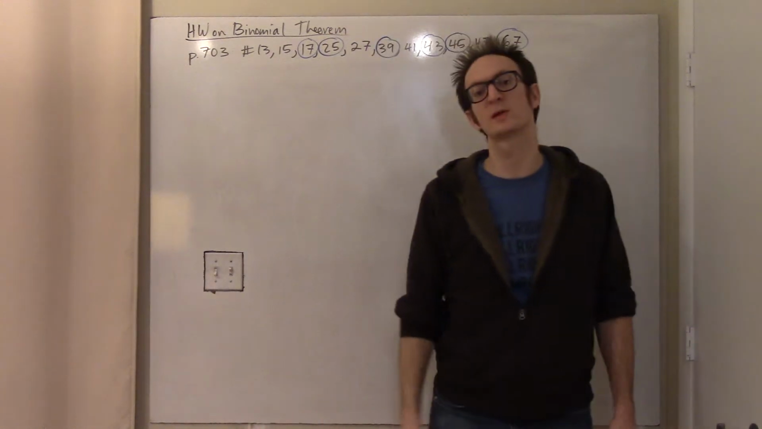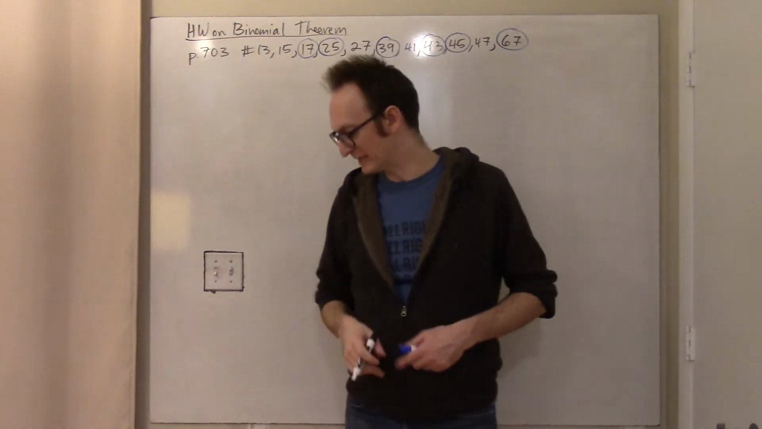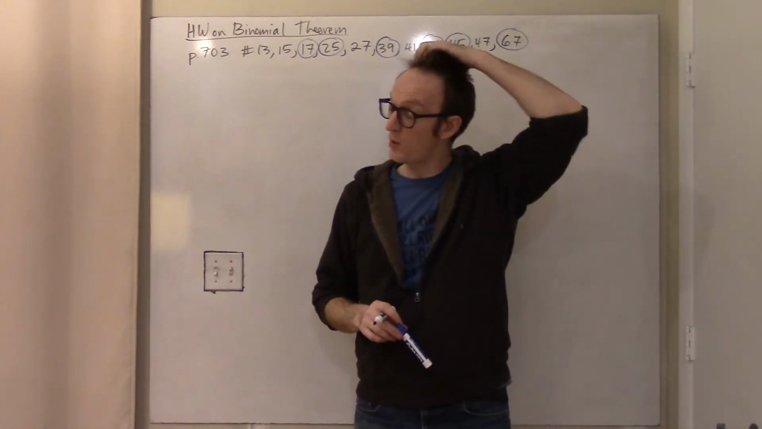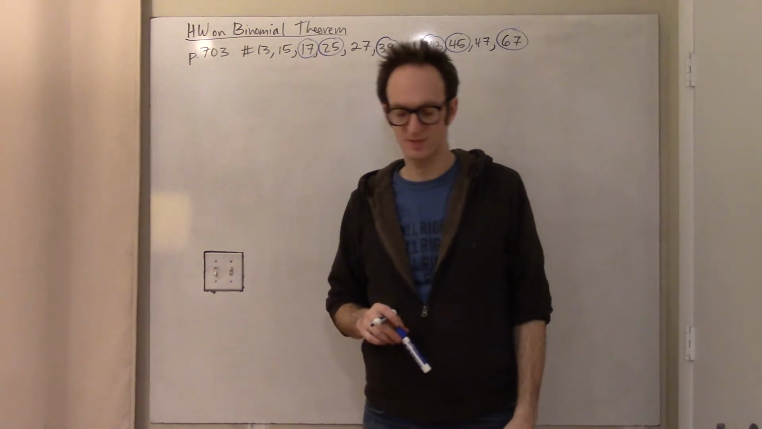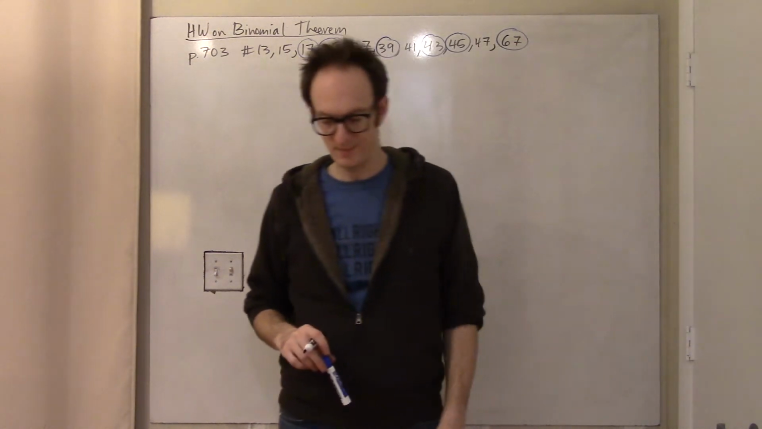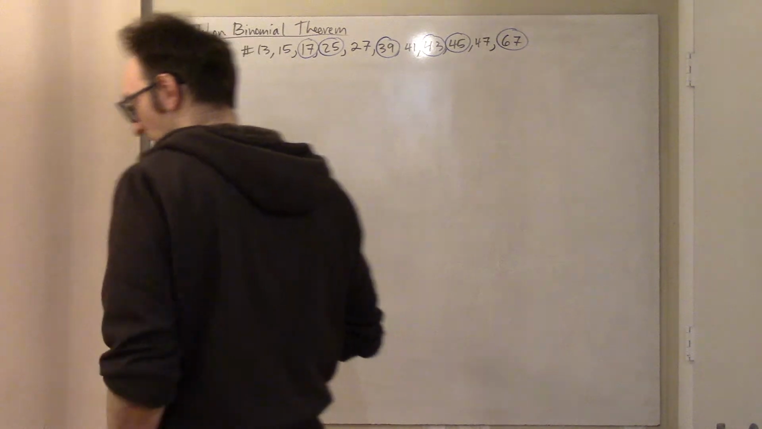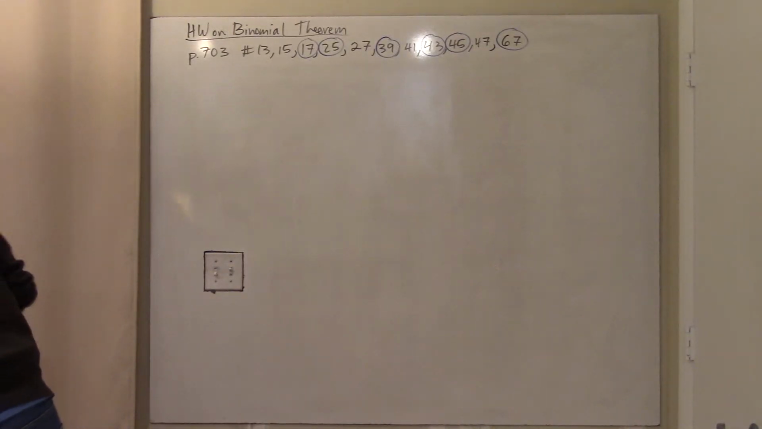Last week, Thursday and Friday, we learned about the Binomial Theorem. There's some homework in the textbook. I thought it was pretty straightforward. Usually I don't even go over this in class, maybe 5 or 10 minutes. Let's just do a quick 10-minute video going over some select problems from the homework, which I thought was pretty short.